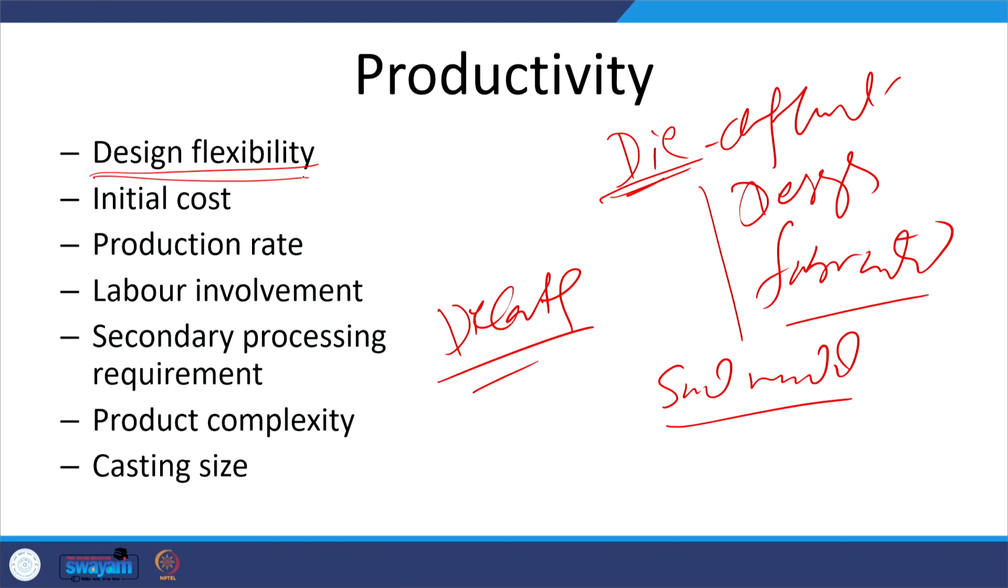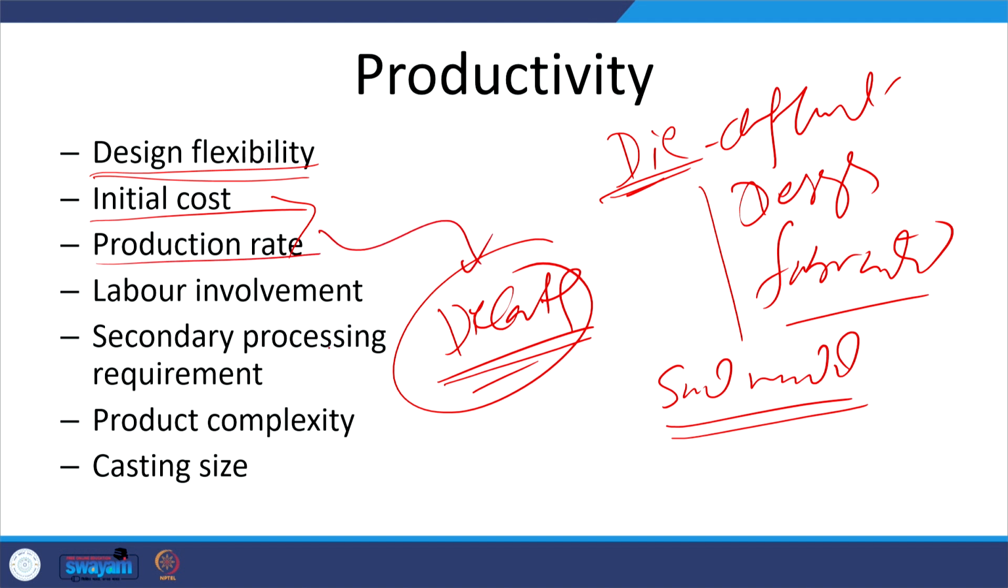So, the design flexibility is high in sand mold casting as compared to die casting. Initial cost is very high in die casting, and the initial investment in sand mold casting is very low. As far as production rate is concerned, a very high production rate is realized with die casting, and a relatively low production rate with sand mold casting, because the mold has to be broken after making each casting. Then, labor involvement: sand mold casting is very labor intensive as compared to die casting.